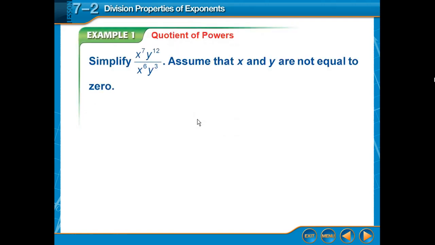Okay, so if we want to simplify this, we want to group our like terms together. So we're going to look at the x's together. So x to the 7th over x to the 6th. That's division, so 7 minus 6. We subtract our exponents, and I get 1. So I get x to the 1st. Then I have y to the 12th over y cubed. That's 12 minus 3, which will give us 9. So my final answer is x y to the 9th, and that would be simplified.